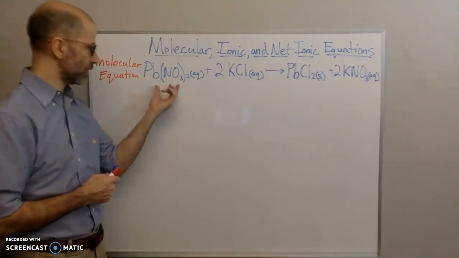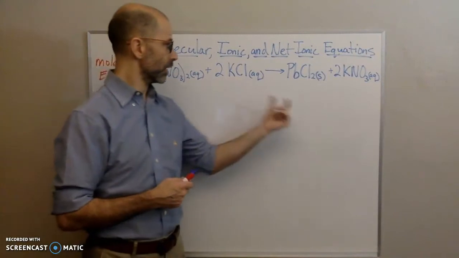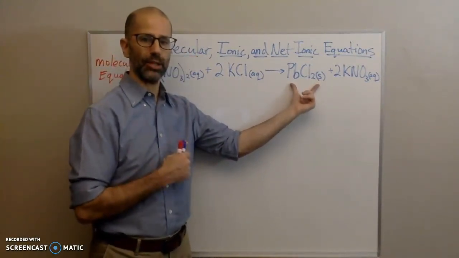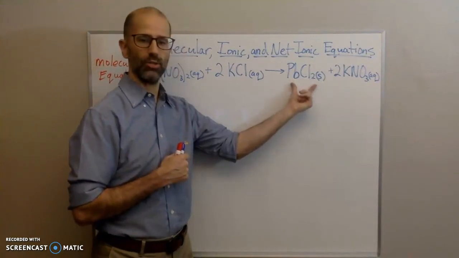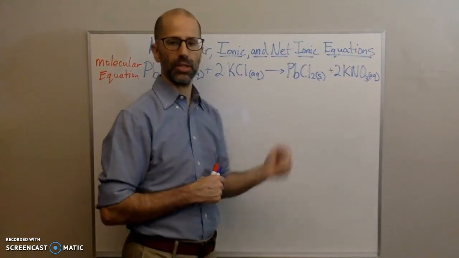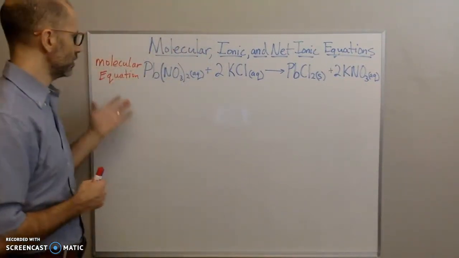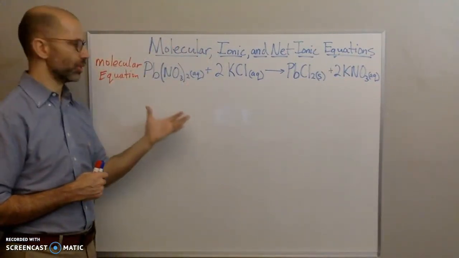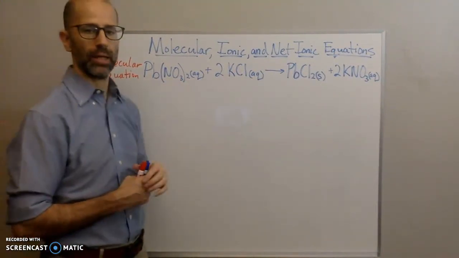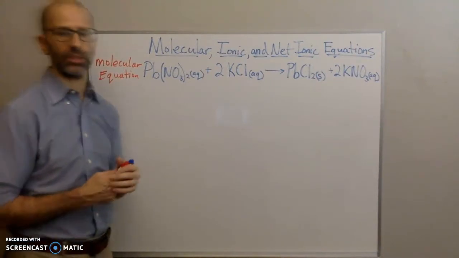So we write this together in formulas. And this one here is the only one that is actually together because it's a solid. So these two ions are together. And these ions are not because they are aqueous. So this is an example of a molecular equation where everything is together and it's balanced, right? So it's a balanced molecular equation.